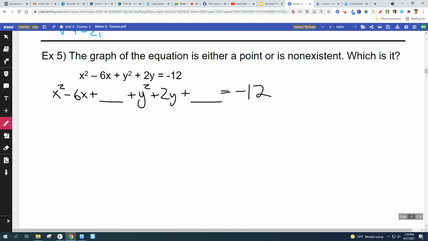We complete the square. So we're going half of negative 6 is negative 3. Square it is 9. Remember, once you square it, it will always be a plus. x minus 3 squared. And then half of 2. Everybody misses this one. Half of 2 is 1, and you square that number and you get 1. A lot of people will miss that one.